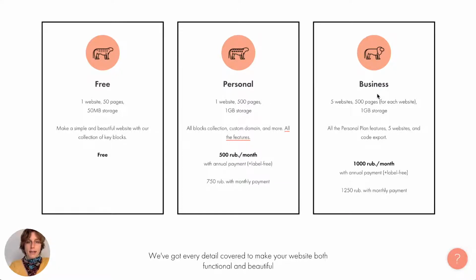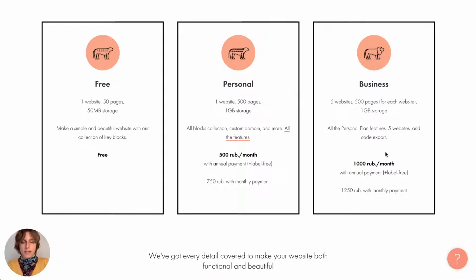And on the business plan, there are two main differences between personal and business. The first one is on business plan, you can have 5 websites and 5 newsletter projects on top of that, because newsletter projects are not counted into the limits of the pricing plan. All right. So on the personal plan, you can have 1 website plus 1 newsletter. On a business plan, you can have 5 websites with 5 newsletters. All right. To each website of your business plan, you can connect your custom domain, different domain. All right. 500 pages for every website available, and 1 gigabyte of storage as well.